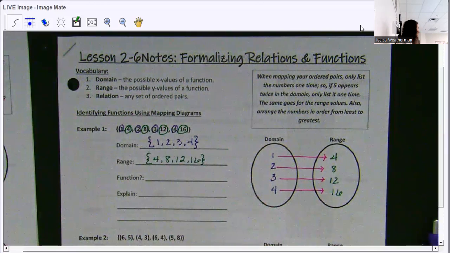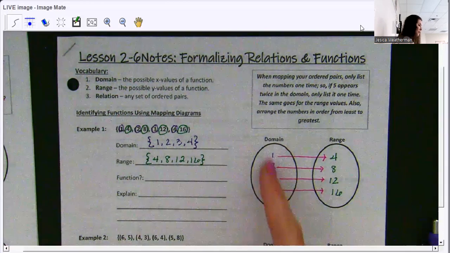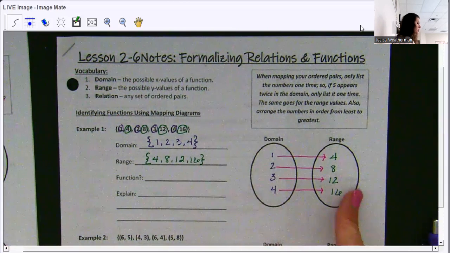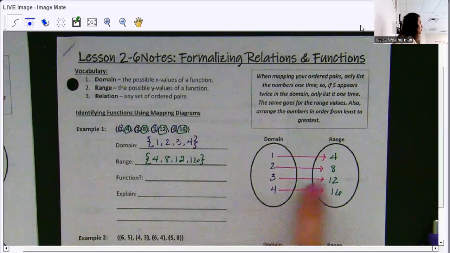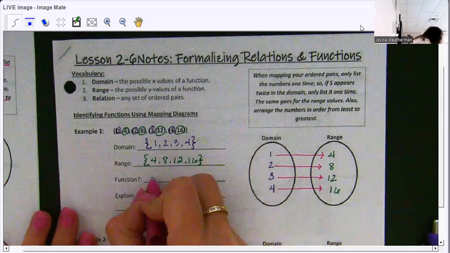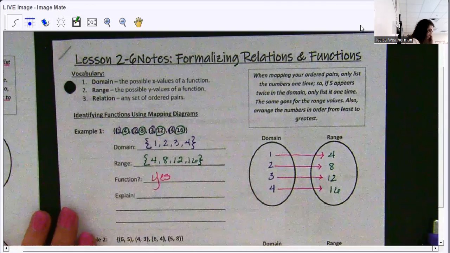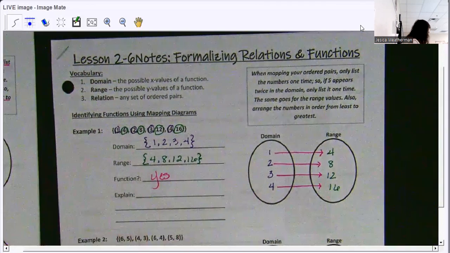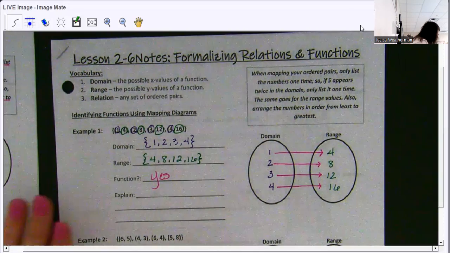So my question is, and this goes back to our last lesson, do these set of ordered pairs represent a function? Yes, because every X value has exactly one Y value. You don't have an X value that goes to 2 different Y values. So we will write yes right here. And we're going to explain. And I am going to show you all kinds of different ways to explain. But I mean, you could write the same thing for everyone if you wanted.